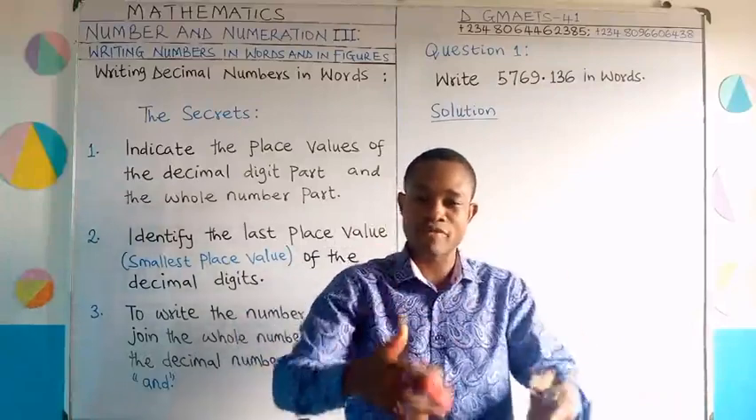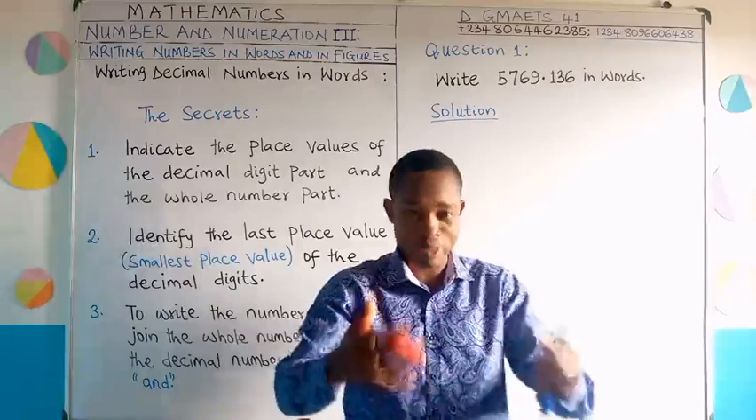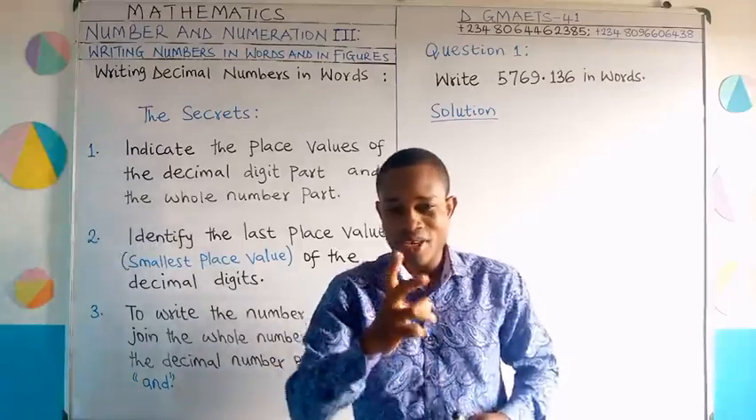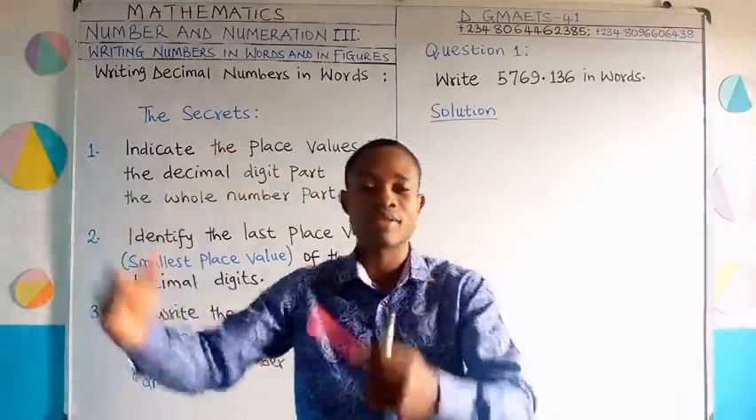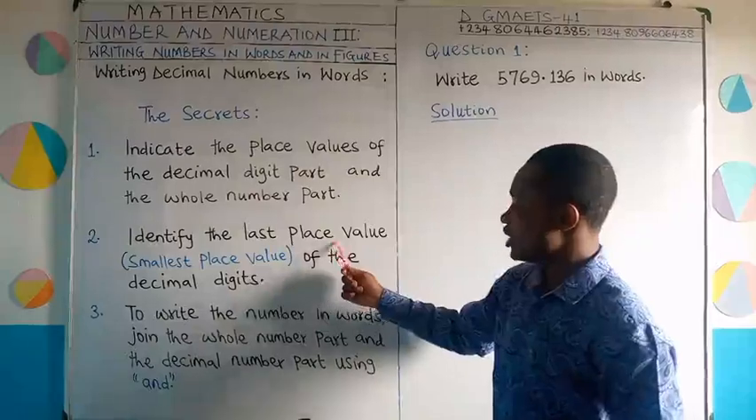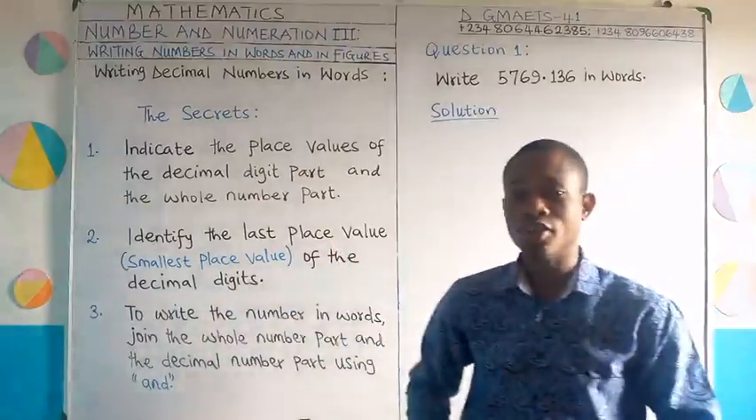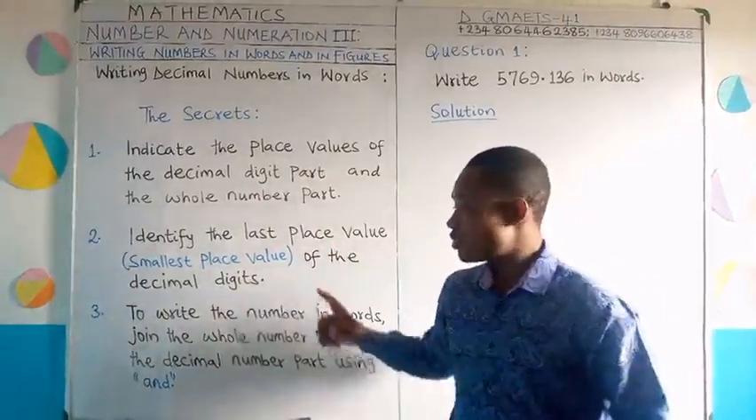That is the last place value of that decimal digit. You must pronounce it as well. You heard me say 214 thousandths. So it's important for you to identify the last place value of the decimal digits.